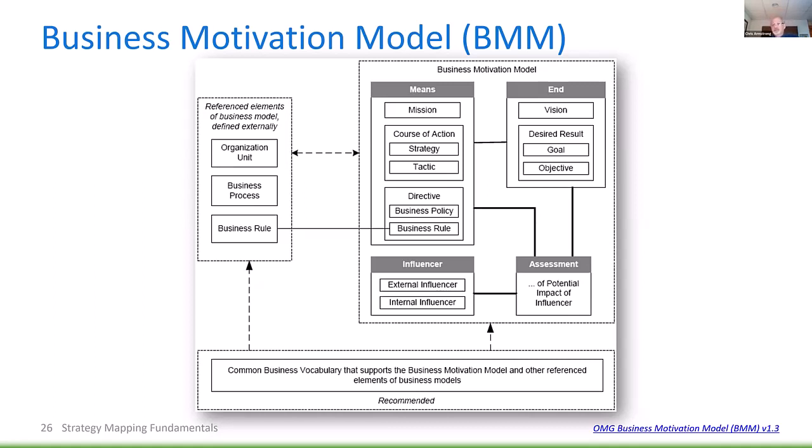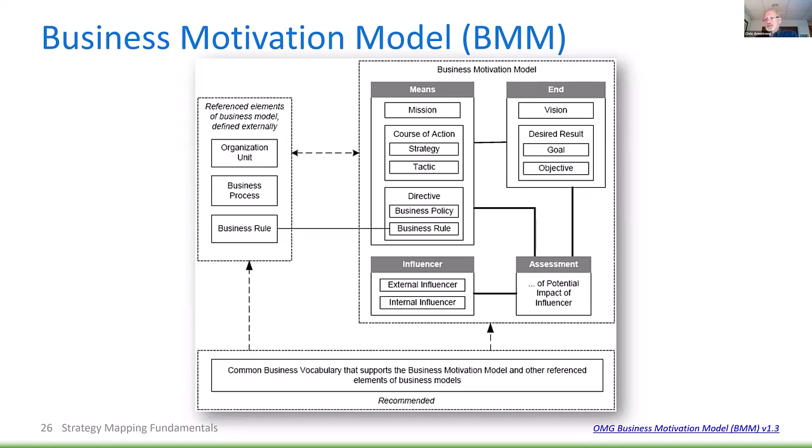And then the ends is only two levels. We got the big picture, the vision, right? We got our mission statement, our vision statement. Most of these things already exist in a lot of organizations, but then it says, well, the way that we determine where we're all trying to go is we try to synthesize a set of desired results, and there's two levels of those, goals and objectives.